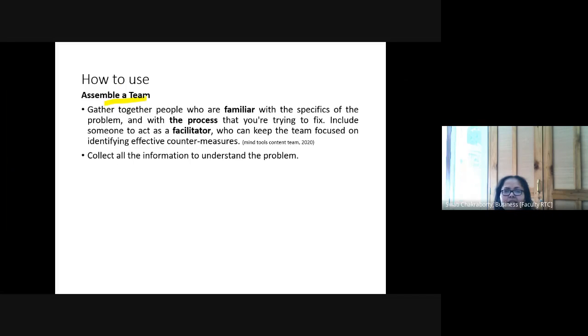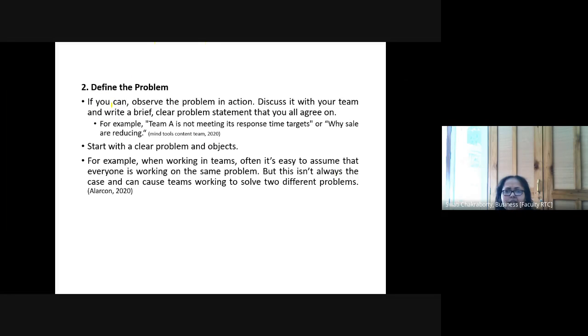First is to assemble a team where you should gather people who are familiar with the problem, with the exact specification of the problem, and the process where the problem lies. You can include someone to act as a facilitator who can keep the team focused on identifying effective countermeasures. And once that is done, you need to collect all the information that you need to understand the problem.